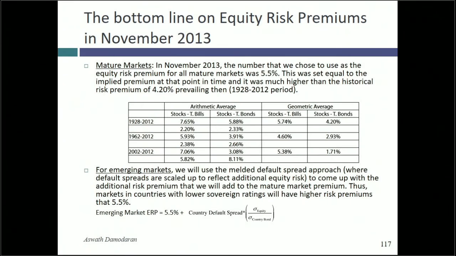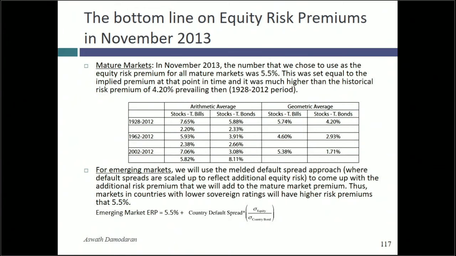So if you think about the choice I faced in November of 2013, I could have gone with the historical data, which at that time would have given me an equity risk premium of 4.2%. That's a number I've updated through 2019 to become 4.8%. But in 2013, the choice I faced was, should I go with the status quo, the conventional wisdom of looking backwards, in which case I'd get 4.2%, or should I go with what the market is telling me, which is 5.5%? And to me, it was no contest.